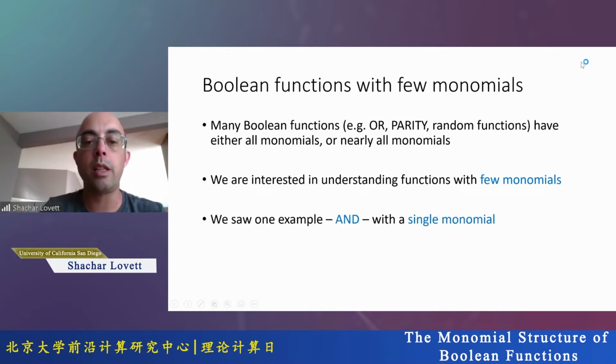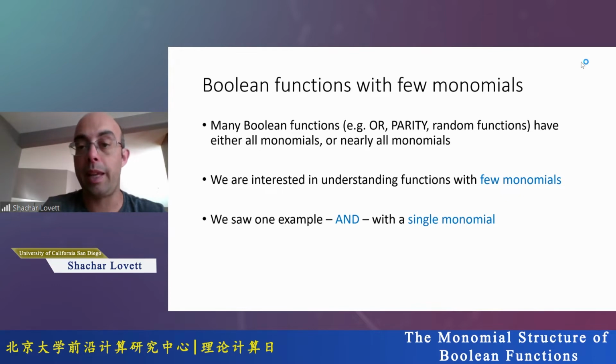And what we're going to understand is, what examples are there for such functions, and can we classify all Boolean functions with few monomials? And then finally, why should we care? We're going to see how this gets connected to interesting applications.